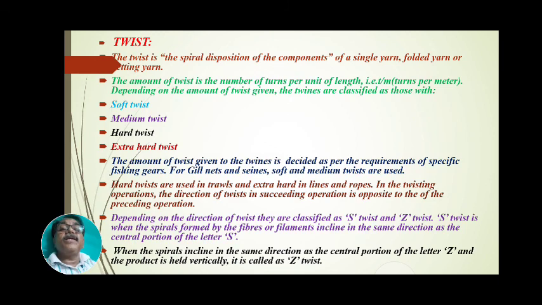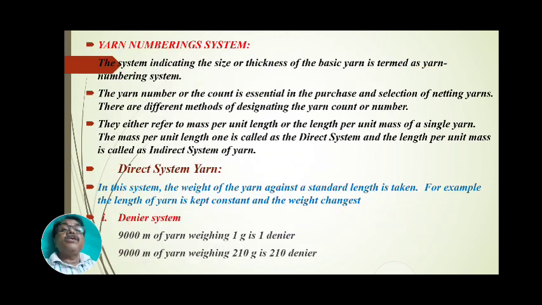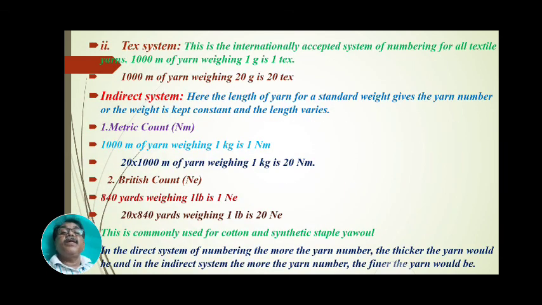We have seen soft twist, medium twist, hard twist and extra hard twist, as well as S twist and Z twist, and how these are produced. Then the yarn numbering systems: direct system yarn and indirect system yarn. Direct system yarn includes the denier system and the Tex system, and indirect system yarn includes the metric count system and the British count system. Up to here we have seen twist.